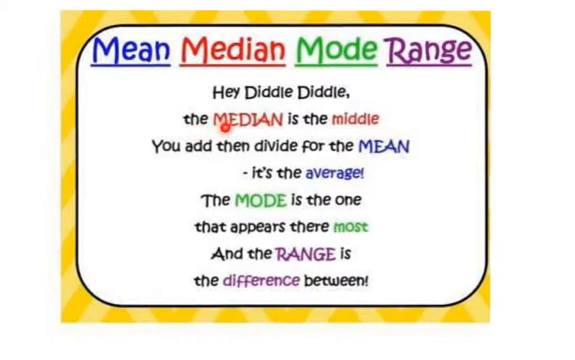And here's a little rhyme to help you remember the definitions. Hey diddle diddle, the median is in the middle. You add then divide for the mean, it's the average. The mode is the one that appears the most, and the range is the difference between.